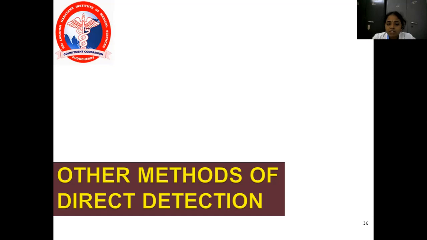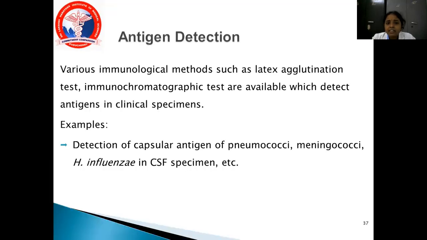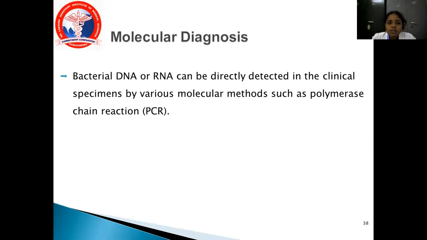And what are the other methods of direct detection? That is antigen detection. Various immunological methods such as the latex agglutination test and immunochromatographic test are available which detect antigen in the clinical specimen. Example: detection of capsular antigens of pneumococci, meningococci, and Haemophilus influenzae in CSF specimens. And molecular detection: bacterial DNA or RNA can be directly detected in the clinical specimen by various molecular methods such as polymerase chain reaction.